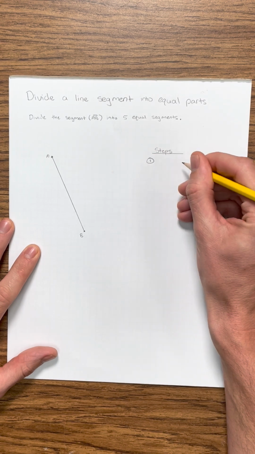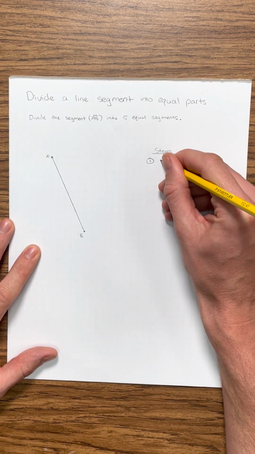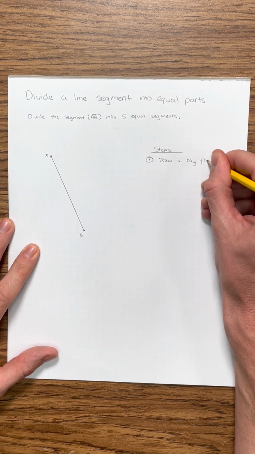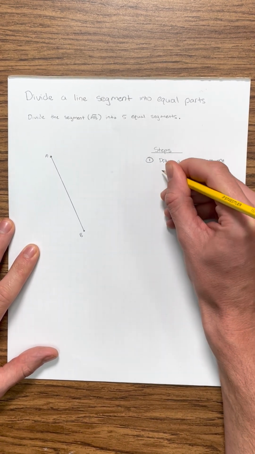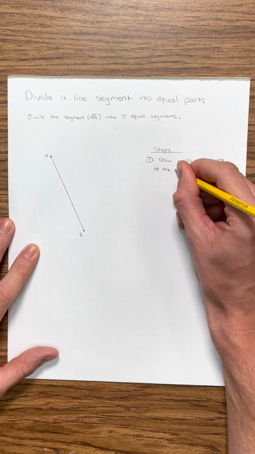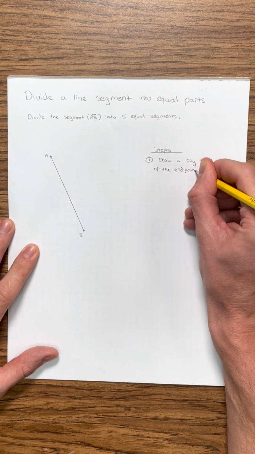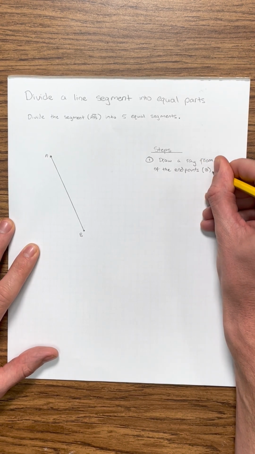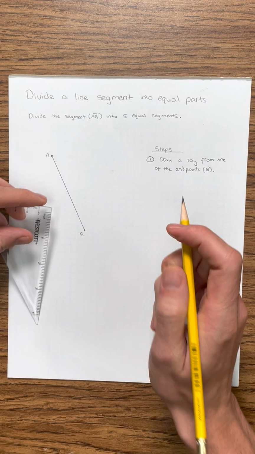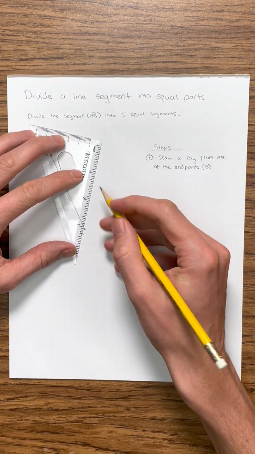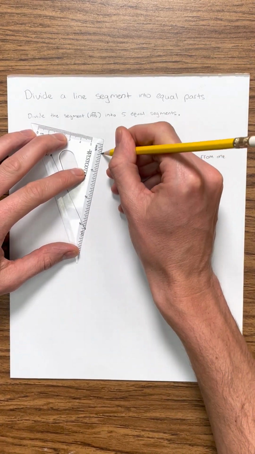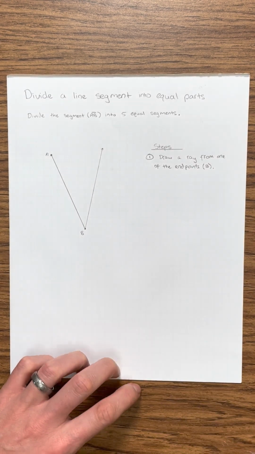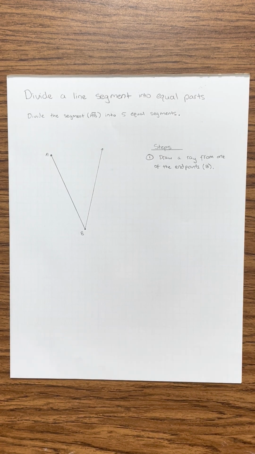Step 1, I want you to draw a ray from one of the endpoints. In my case, I'm going to pick endpoint B. So it doesn't matter what direction you go off in, but you just need a ray or a very long line segment to work with here.